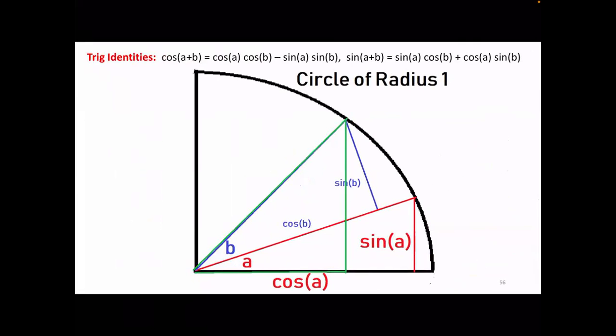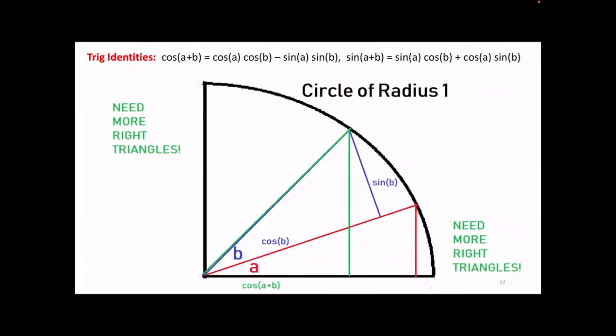And so if I want to find the sine of a plus b, I need to find the height of the vertical green line. If I want the cosine of a plus b, I need to find the length of the horizontal green line. And what I'm going to do is break these green lines into lots of other things. And so we still need more right triangles.